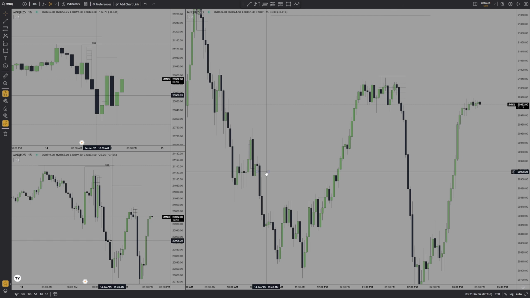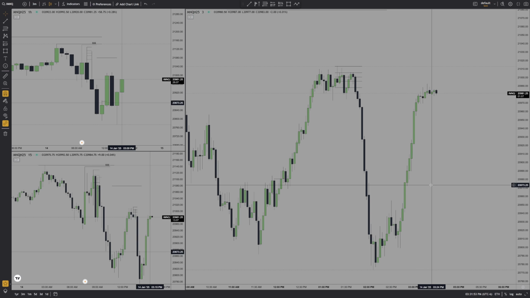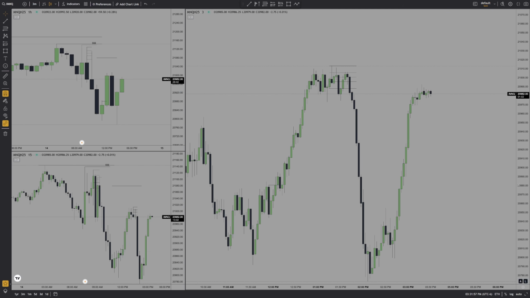I kind of like the idea and the premise of removing a target and just trailing on an R basis. I personally think that's my favorite of them because you really have the opportunity to catch a really, really big move, especially with how NQ trades.